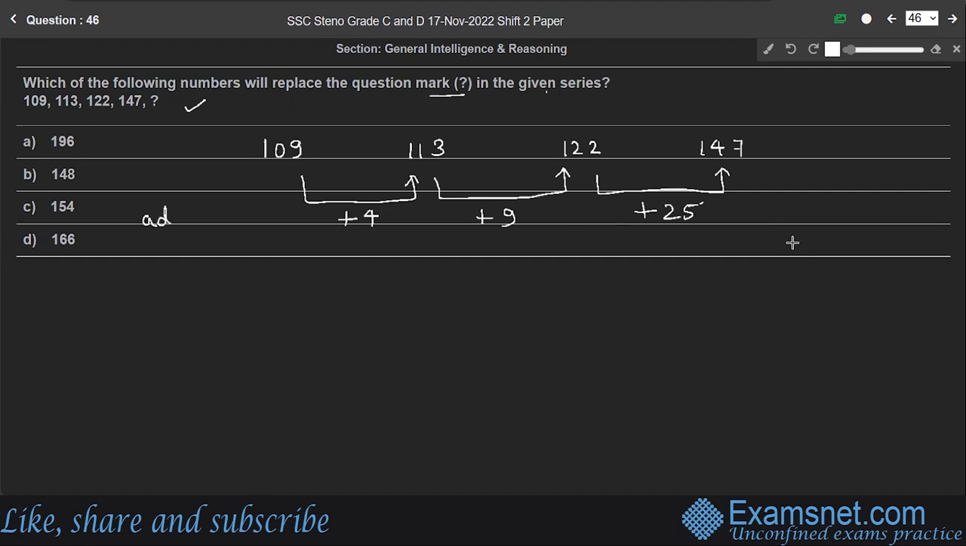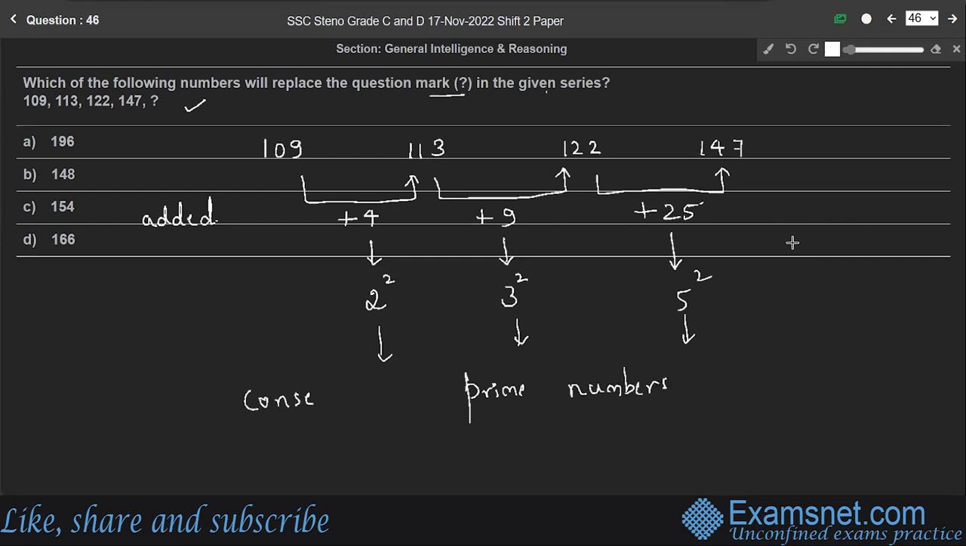So here the added numbers are 4, 9 and 25. The speciality of these numbers is that 4 is the square of 2, 9 is the square of 3 and 25 is the square of 5, where 2, 3 and 5 are consecutive prime numbers. These are consecutive prime numbers. So prime numbers are the numbers which are divisible by 1 and the number itself. So the next prime number after 5 is 7.